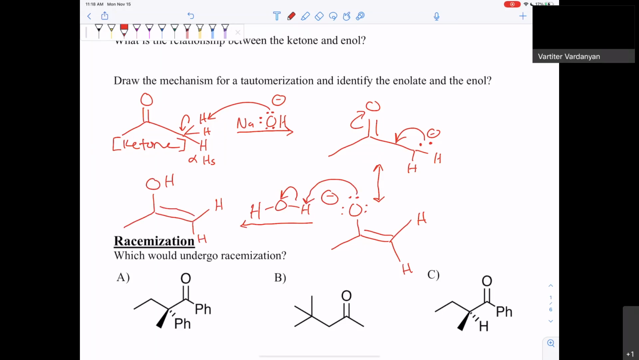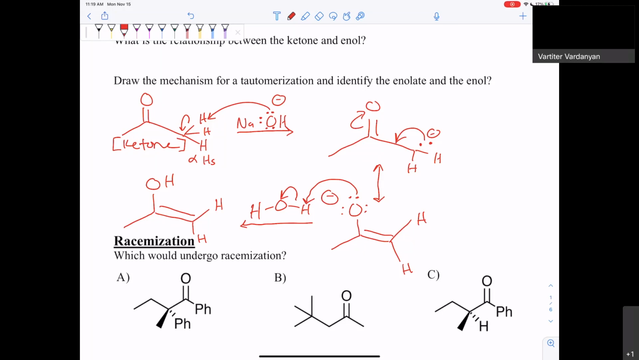So I'm going to pause and give everyone a chance to write it down. So this mechanism is not too bad, right? Thank you. I know it's a Monday.